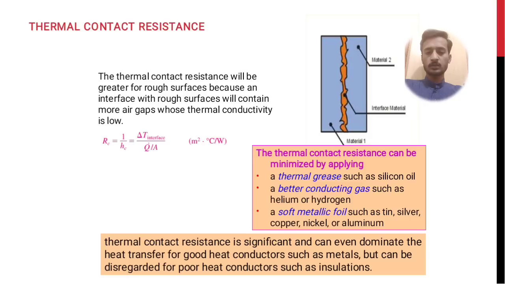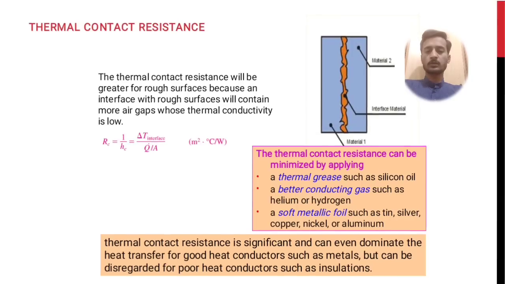The thermal contact resistance can be minimized by applying thermal grease such as silicone oil, a better conducting gas such as helium or hydrogen, or a soft metallic foil such as thin silver, copper, nickel or aluminum. Thermal contact resistance is significant and can even dominate the heat transfer for good heat conductors such as metals, but can be disregarded for poor heat conductors such as insulations.